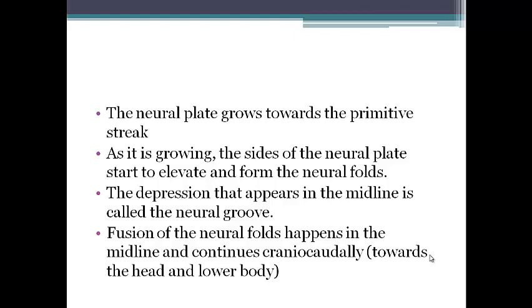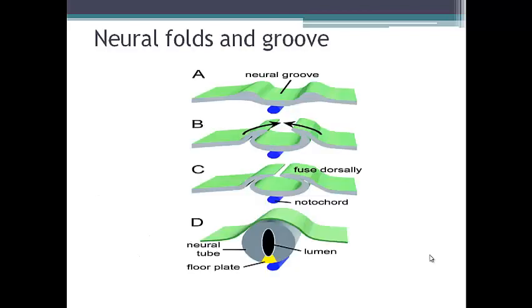Now, what happens is the neural folds keep elevating, and they grow towards each other until eventually they fuse in the midline. The fusion happens right in the middle of the length of the embryo, and then it continues craniocaudally, meaning that it continues towards the head and towards the lower body. Okay, so let's look at that in picture form.